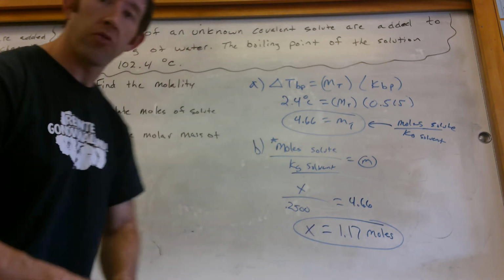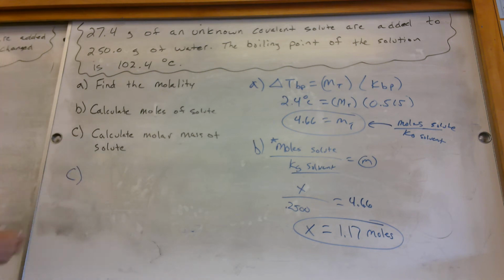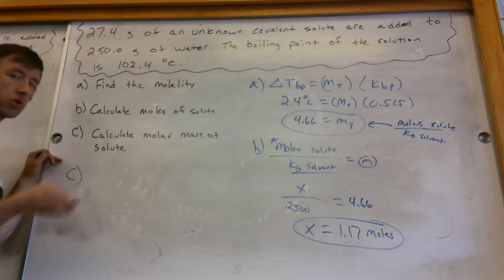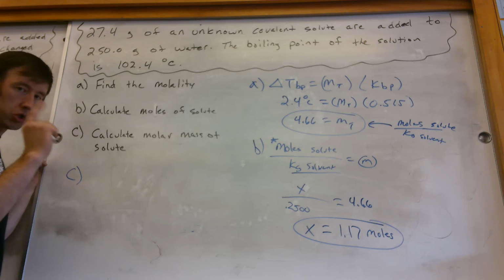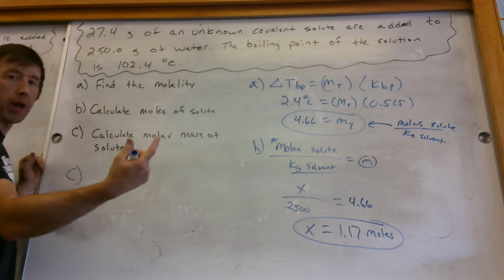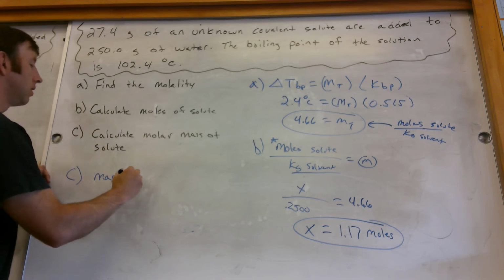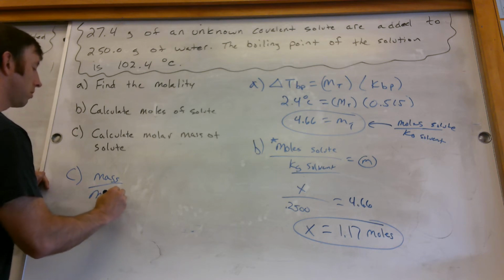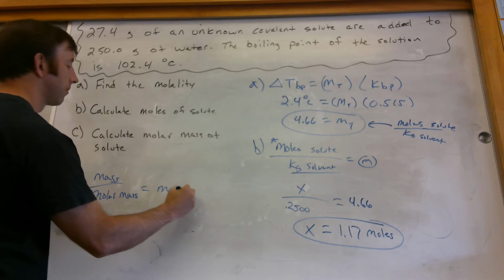Now for step C, I'm going to write it over here, where I've got some more space. We're going to calculate the molar mass of my solid. This is a formula I'm not going to give you, because all of you should know how to find mass, molar mass, and moles. So it's mass over molar mass equals moles.